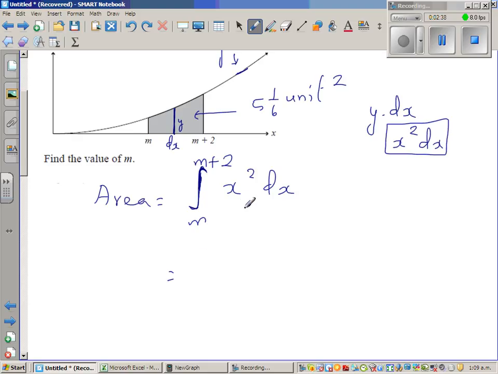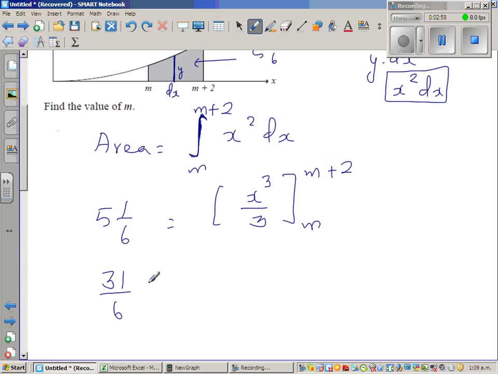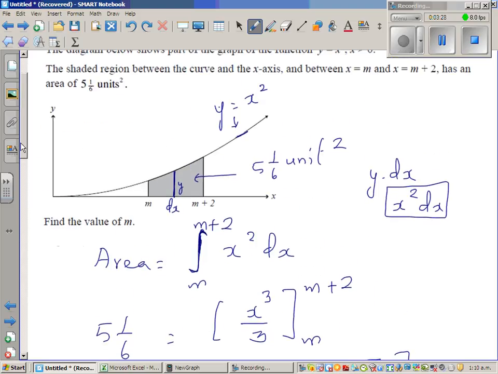So the integration of x squared is x cubed over 3, from m to m plus 2. And we know that the area is 5 1/6, so this is 31 over 6 is equal to, now you have to substitute m plus 2 and m in this. So this will become m plus 2 the whole cube over 3 minus m cubed over 3. This is called the upper bound and this is called the lower bound. So you first substitute m plus 2 and then take away.